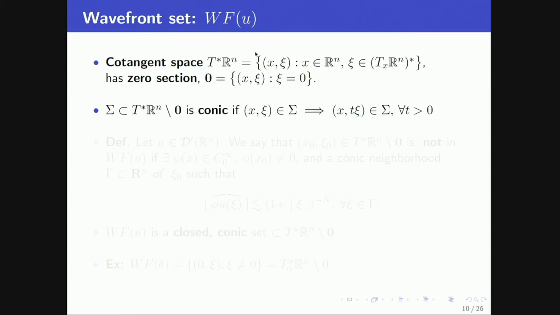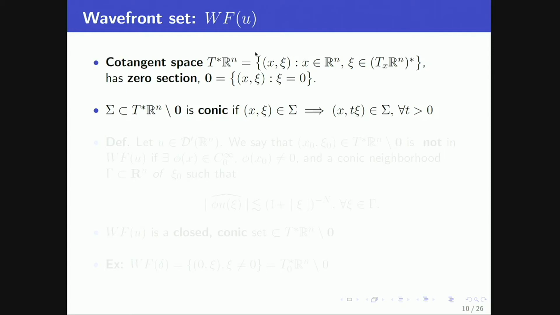So you also have a topology on T star of Rn minus 0, namely just the relative topology from T star of Rn. And we often talk about an open conic subset or a closed conic subset of T star of Rn minus 0. An example of that would be if you have an nth order partial differential operator or an nth order classical PSIDO, and you take the principal symbol and you take the characteristic variety, which is where the principal symbol vanishes, that will be a closed conic subset of T star of Rn minus the zero section.